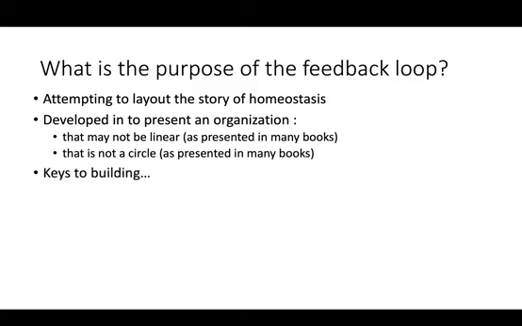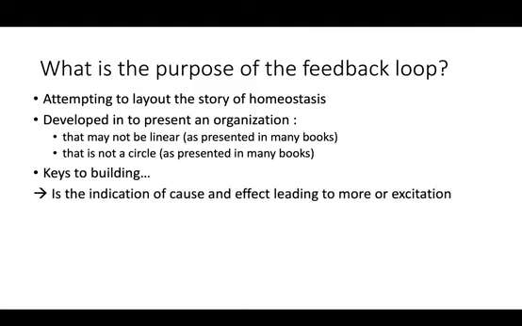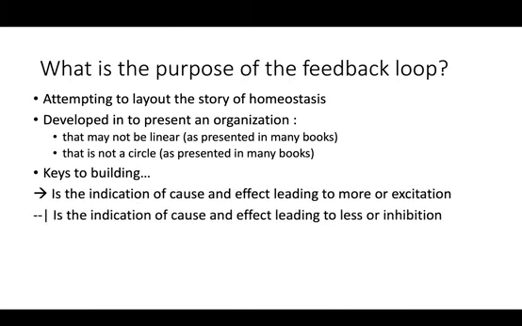The keys that we have to remember when we're building our feedback loops, in particular when we're building our flowchart diagrams, is that the pointed arrow is the indication of cause and effect leading to excitation or leading to more of the process. Whereas the blunted arrow is the indication of cause and effect leading to less response or an inhibition taking place.